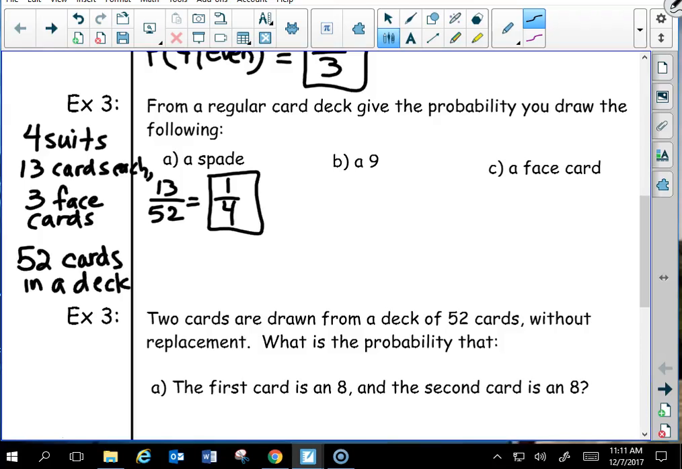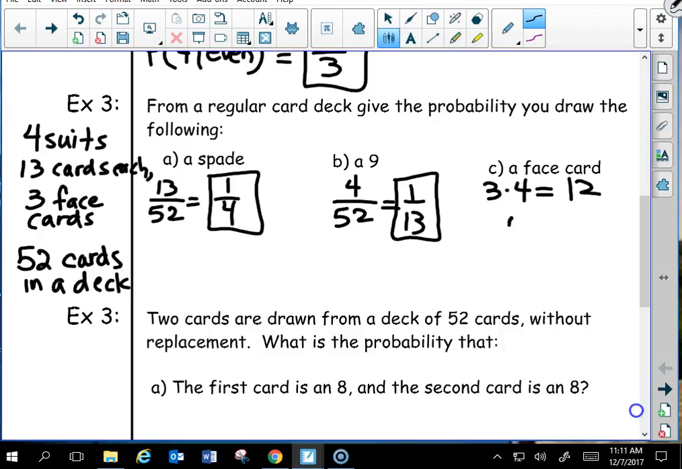Okay, probably drawing a 9. Well, each suit has a 9 in it, so there's 4 suits. So we get 4 out of 52. That'll reduce to 1 out of 13. And the probability that we draw a face card. Well, there are 3 face cards and 4 suits. So 3 times 4 is 12. There's 12 face cards in the deck. So the probability of drawing a face card is 12 out of 52. And that will reduce to 3 out of 13.